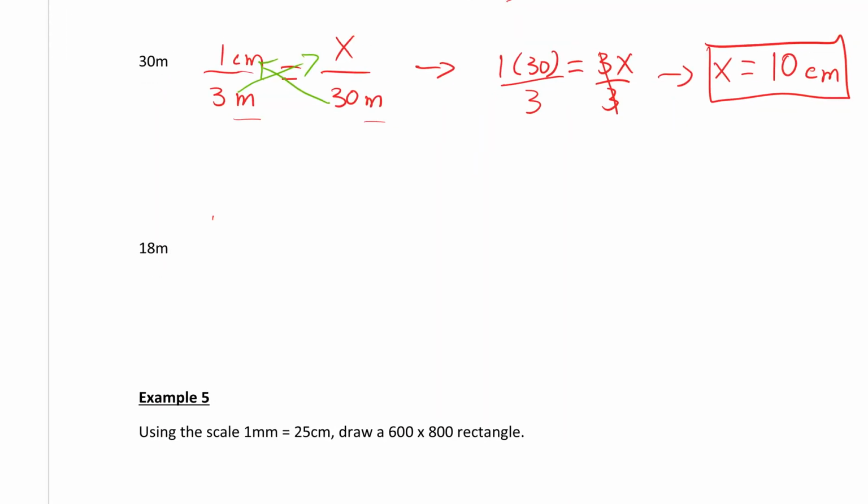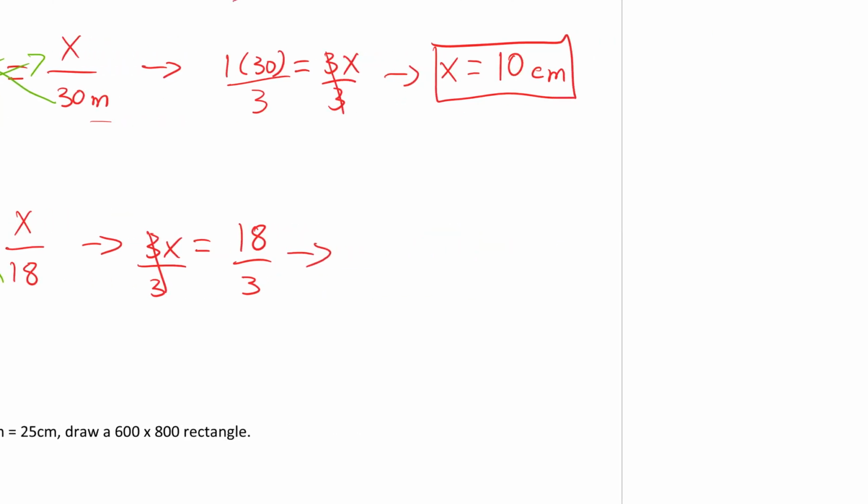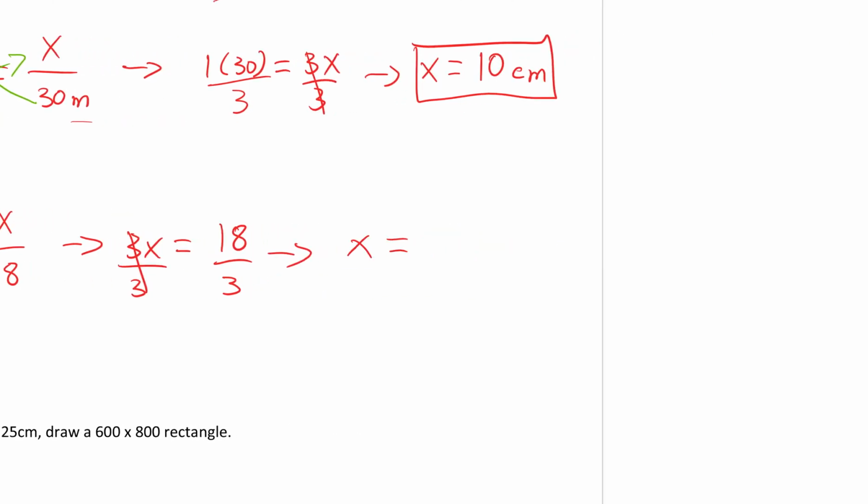For 18, we follow the same scale of 1 over 3 equals x over 18, and we cross multiply, giving us 3x equals 18. Divided by 3 cancels off there. We get x equaling 18 divided by 3, which would be 6 centimeters.